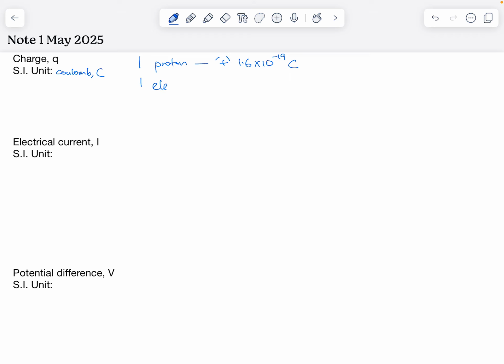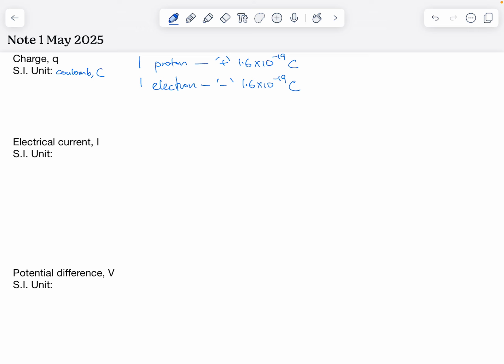Similarly, one electron also has charge, but its charge is negative, and it's equivalent in terms of magnitude, 1.6 times 10 to the power negative 19 coulomb of charge. So that is a physical quantity that we must first identify. And we understand that electrical current consists of the flow of charges.